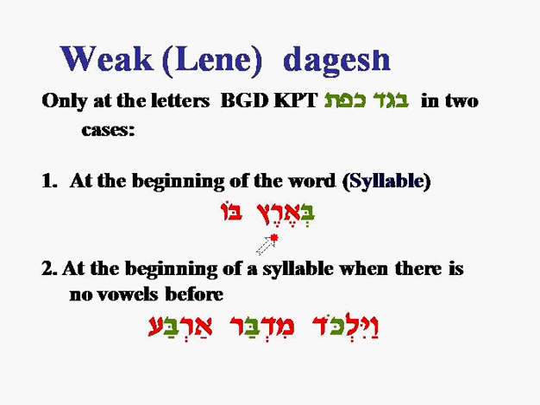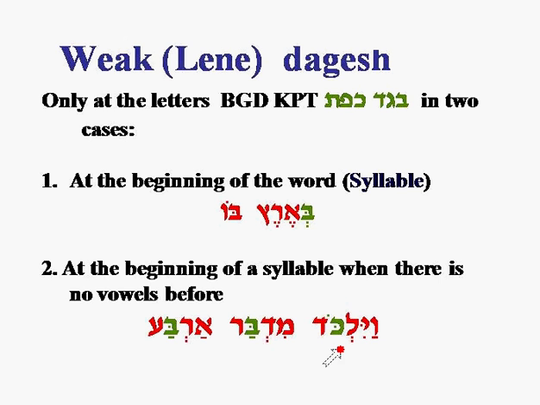So we see 2 words. The first word is Be'eretz, therefore we have a Lene Dagesh. The second word is Bo, and also we have a Lene Dagesh here. The second case is actually very similar to the first case because it says that a Lene Dagesh would also appear at the beginning of a syllable when there is no vowel before.